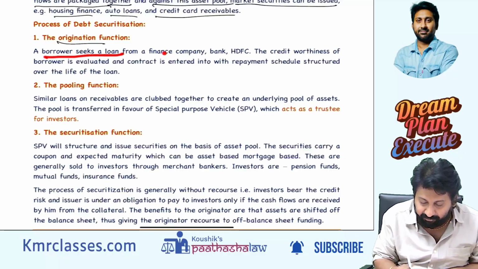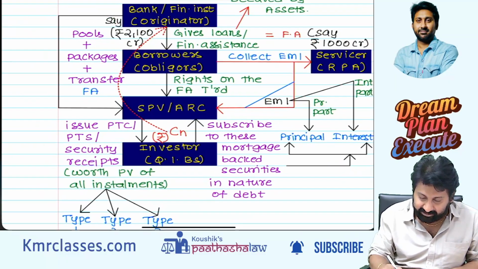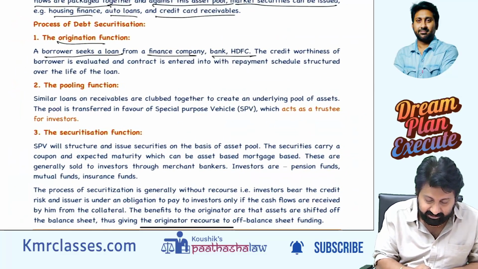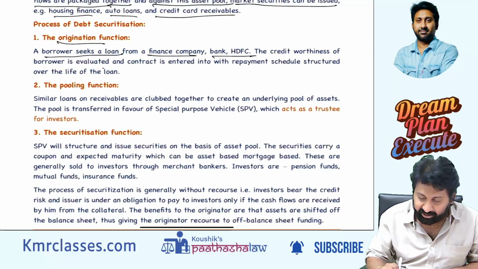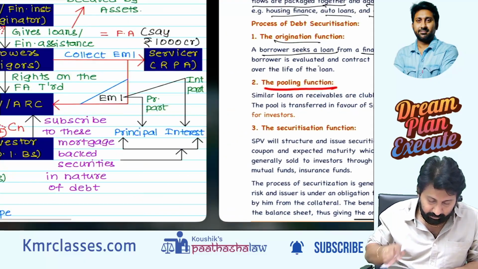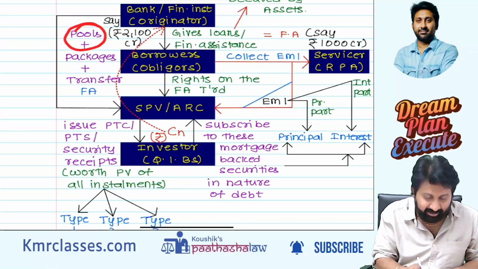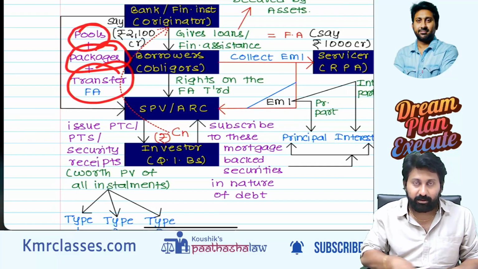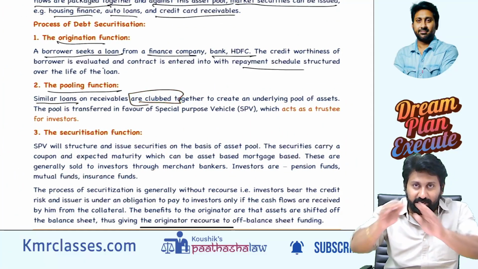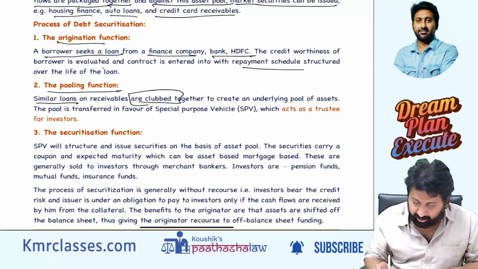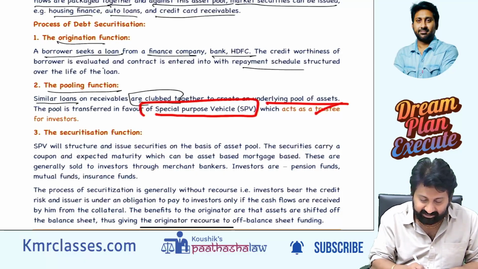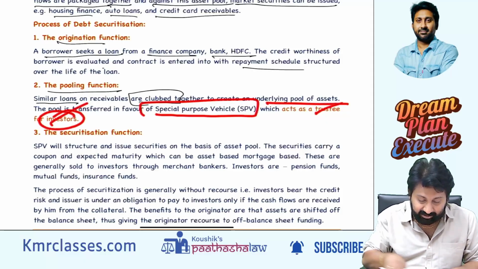First, we need to understand what is this originator function. Borrower seeks loan from a finance company like HDFC. Yes, borrower seeks finance. The creditworthiness of the borrower is evaluated. Contract is entered into with the repayment schedule. Okay. Pooling function. Packaging and transferring. Similar loans or receivables are clubbed together. 1,000 crores they will club. Okay. Underlying pool of assets. It will be transferred in favor of SPV, who acts as a trustee for the investors.